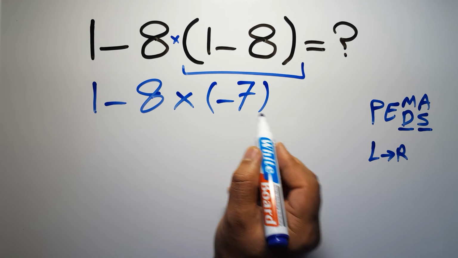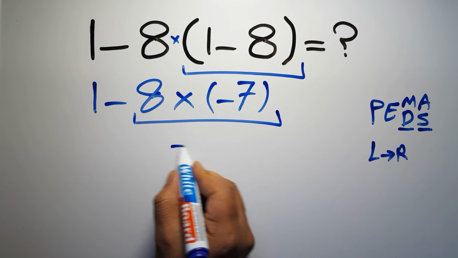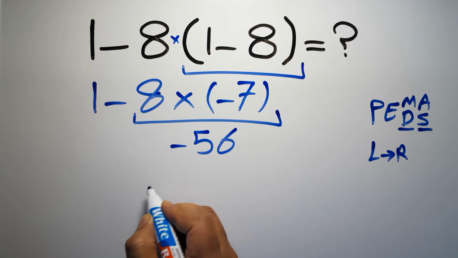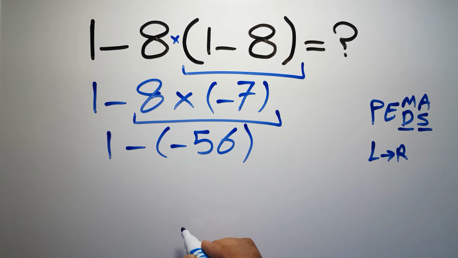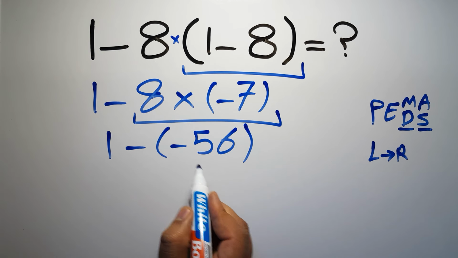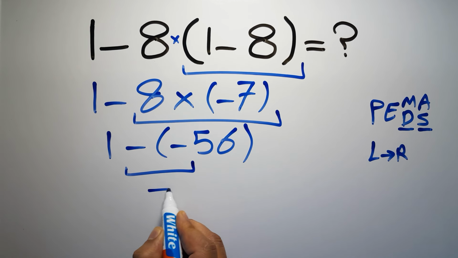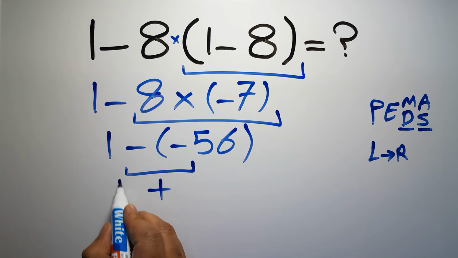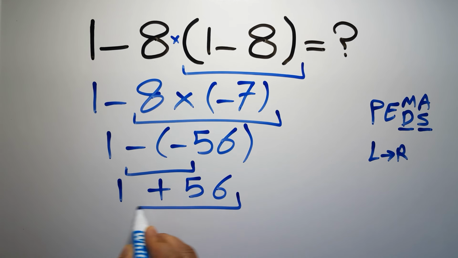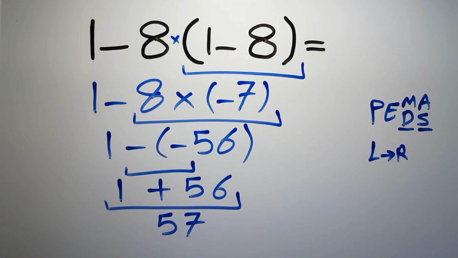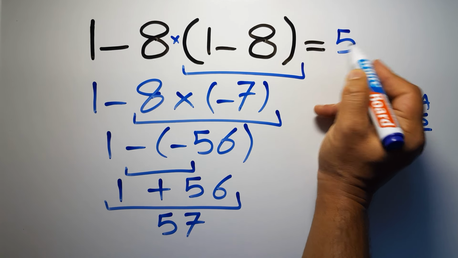8 times negative 7, which equals negative 56. So we have 1 minus negative 56. Now, negative times negative is just positive. So 1 plus 56, which equals 57. And this is our final answer to this problem. The correct answer is 57.